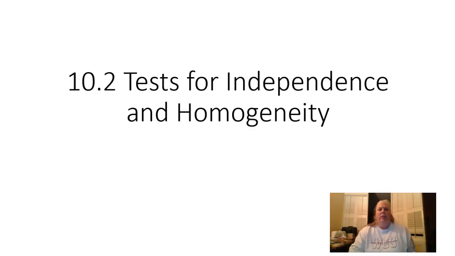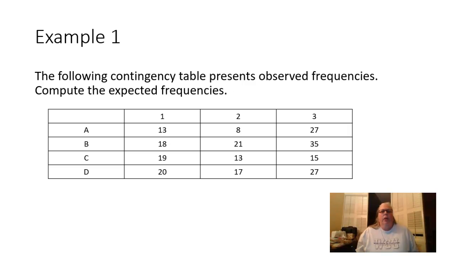These examples go with lesson 10.2, tests for independence and homogeneity. Example 1. The following contingency table presents observed frequencies.